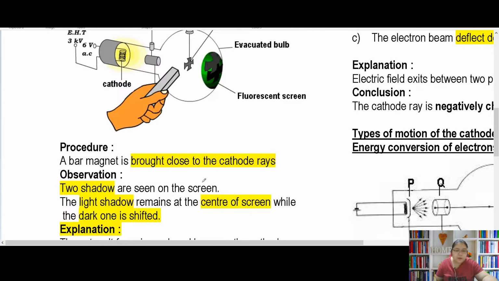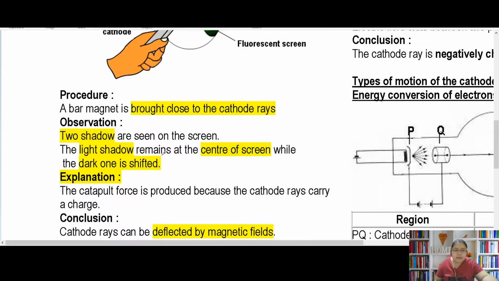When you put the magnet bar closer to the cathode ray, you find one of the shadows will move. The shadow that moves for sure is the cathode ray. The original one, from the filament going through thermionic emission, that one is the original, that one is static at the center. So now two shadows are seen on the screen. The light shadow remains at the center. The dark one will start to shift.